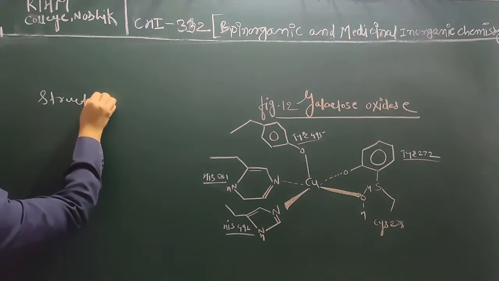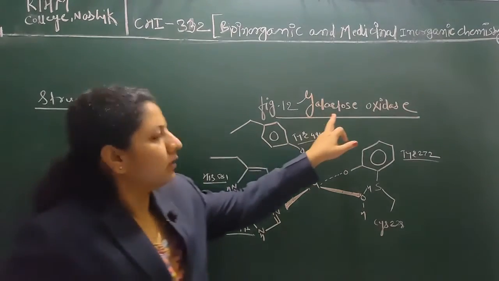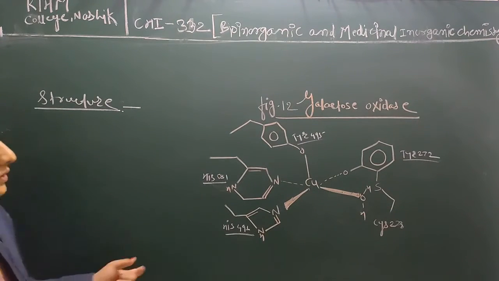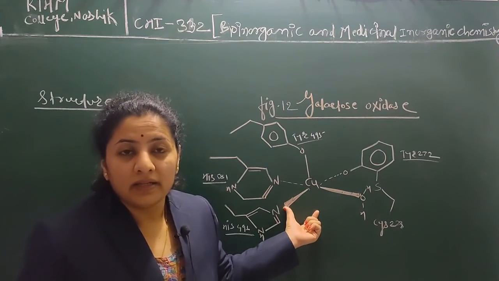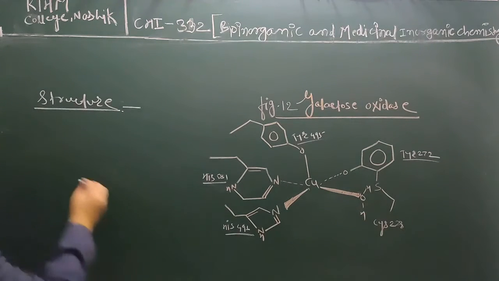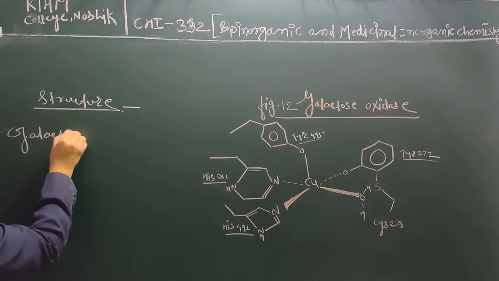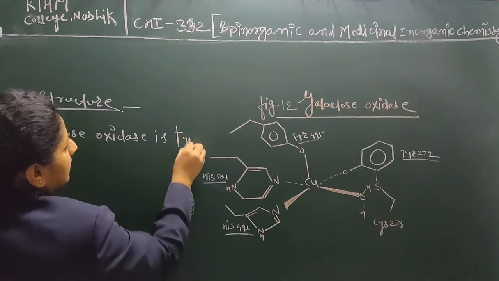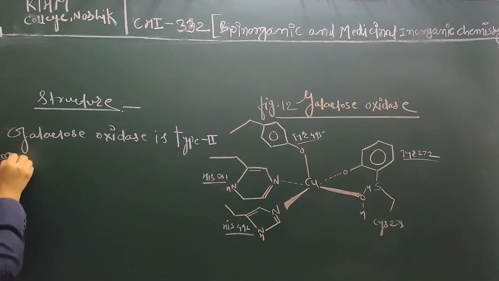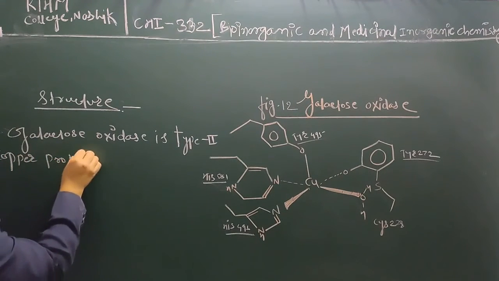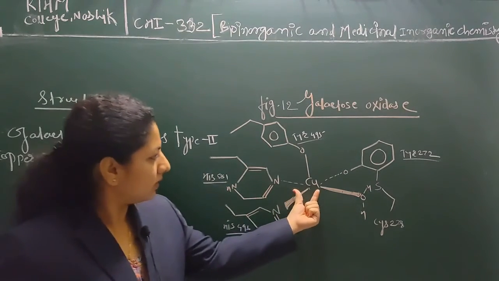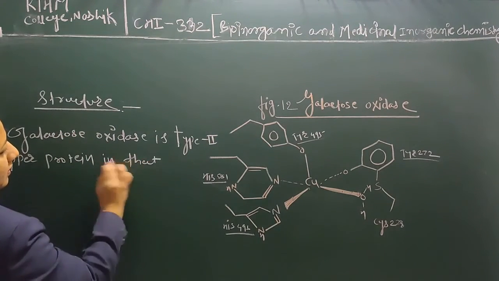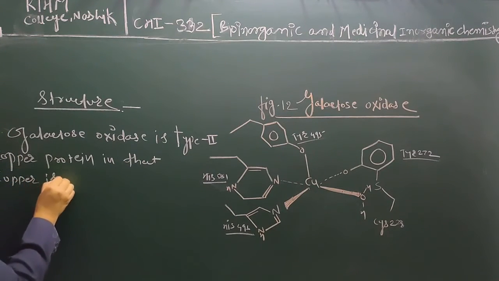Structure. As we know, copper is the active site. In structure, first, galactose oxidase is a type 2 copper protein, and in it the active site is copper.